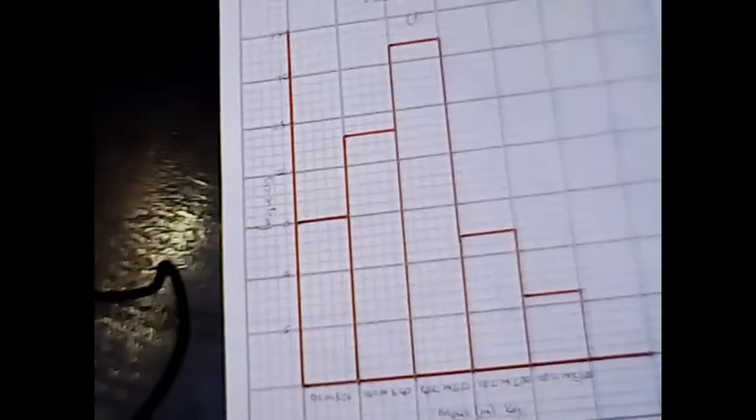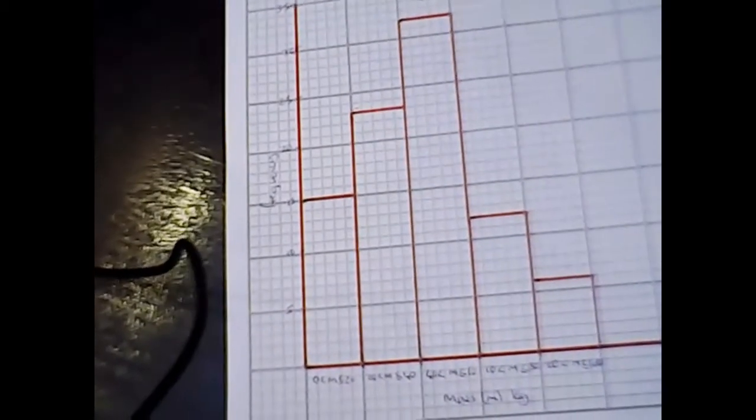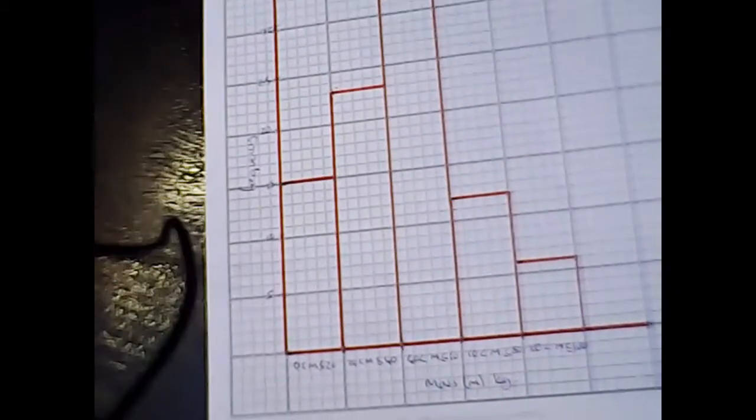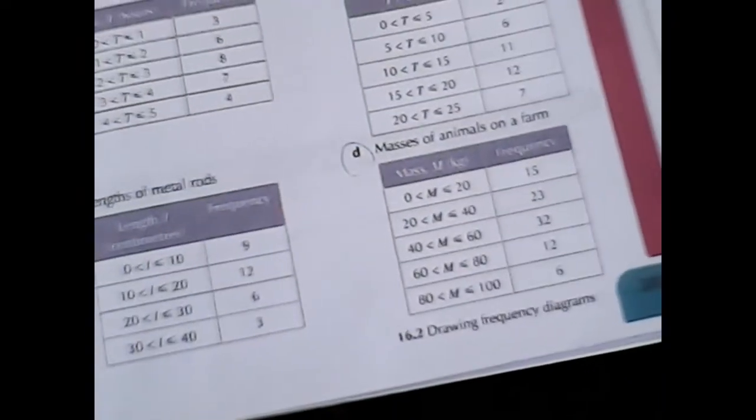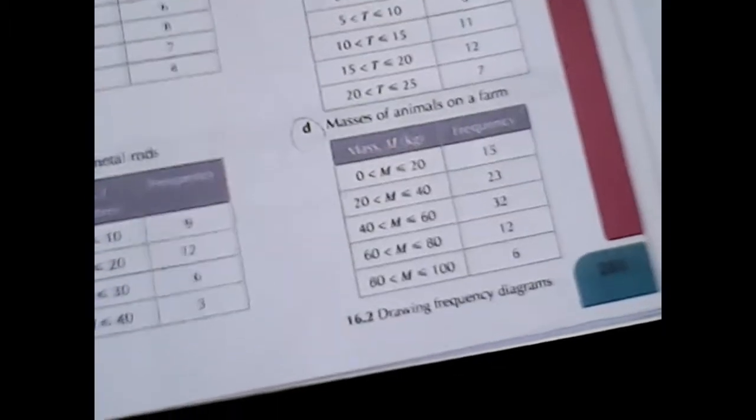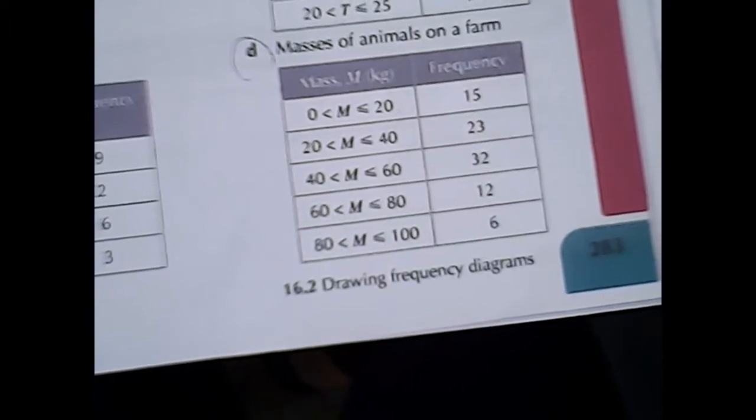Okay, so these are my answers to the questions that we had in the book. I gave them to do yesterday. I started off with the table from here, the masses of animals in a farm, and again I just looked at the values here along the side. I've got a value going from 6 up to 32.